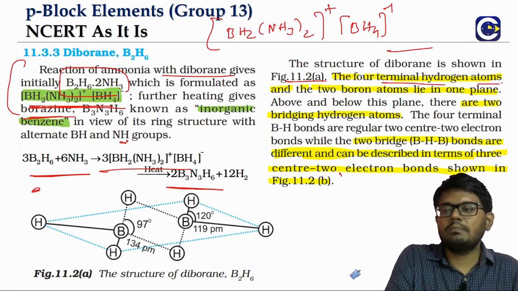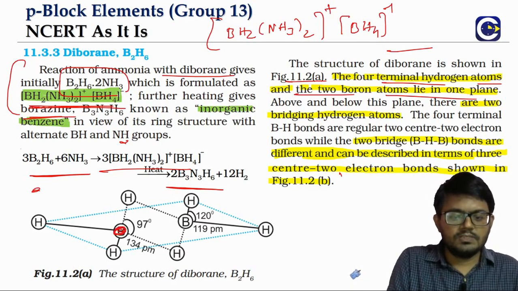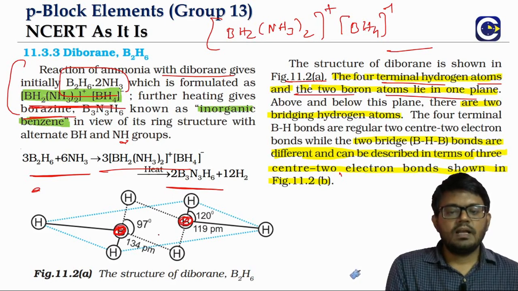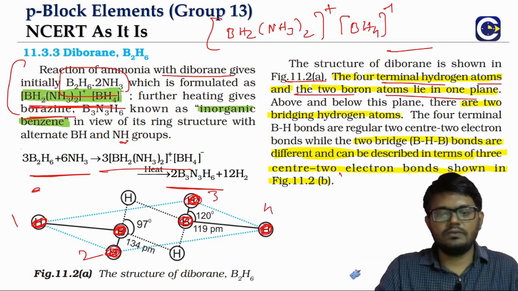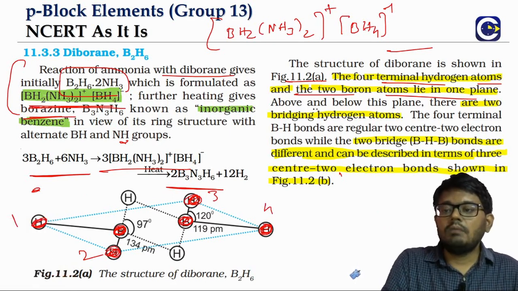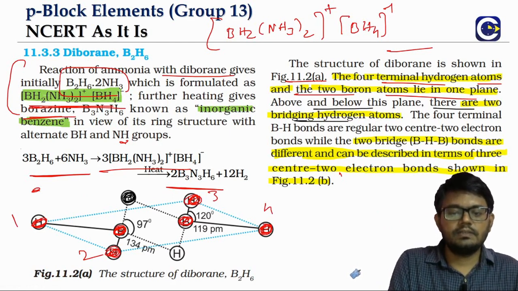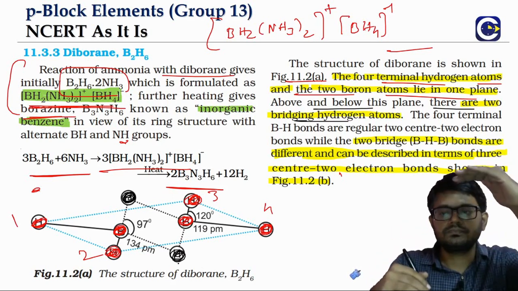We have 4 terminal hydrogen atoms and 2 boron atoms which are lying in one plane. You can see here, this is boron, this is a boron, and we have 4, 1, 2, 3, all the ones that I am marking in red color, they are all in one plane. Now above and below the plane there are 2 bridging hydrogen atoms. Look at this. This is one bridging and this is another bridging hydrogen, one above, one below.